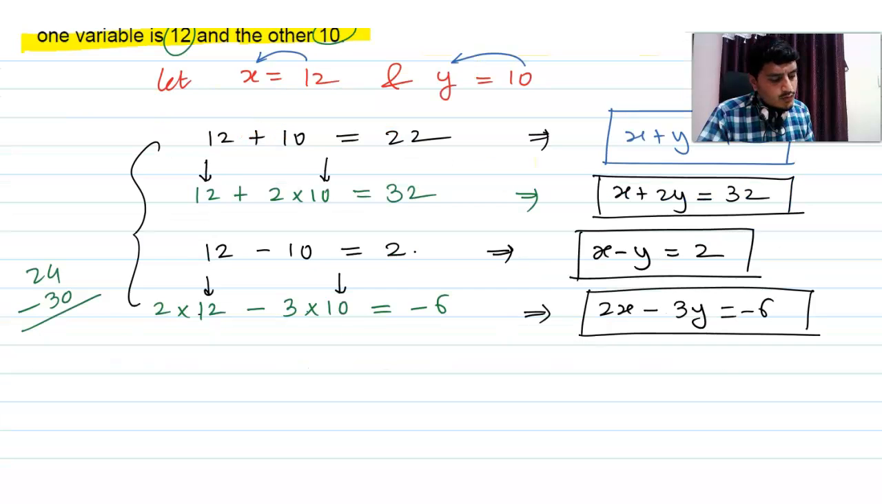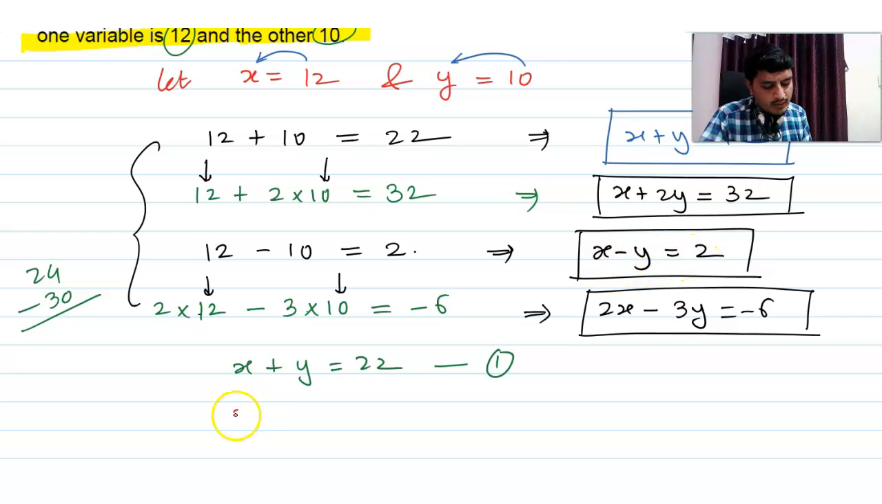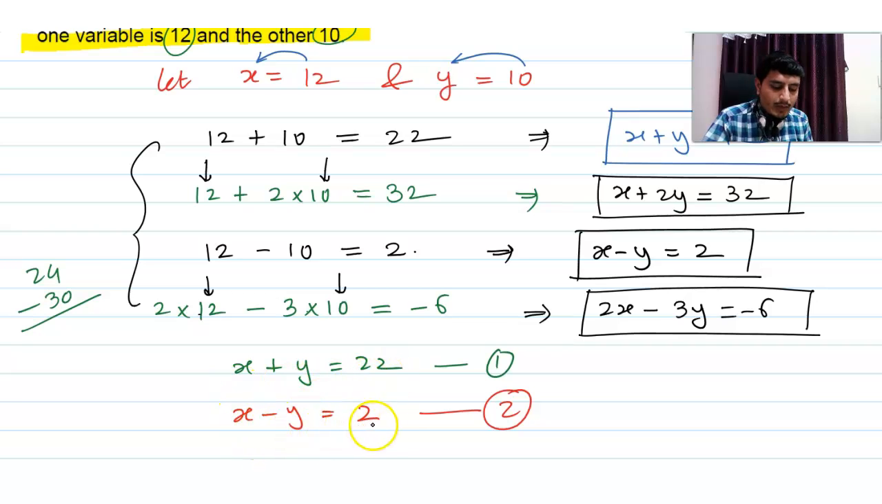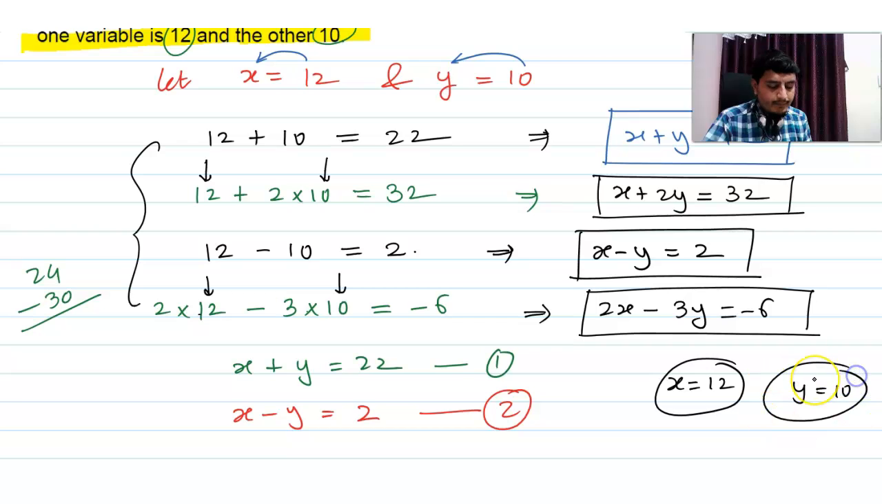Now, choosing any two linear equations in two variables, I am choosing x plus y equals 22 as equation number 1, and the other simple equation, x minus y equals 2, as equation number 2. That means we now have simultaneous linear equations in two variables: x plus y equals 22, x minus y equals 2. Solving equations 1 and 2 simultaneously, we definitely get the value of x as 12 and the value of y as 10.